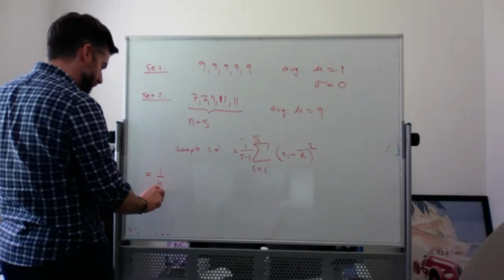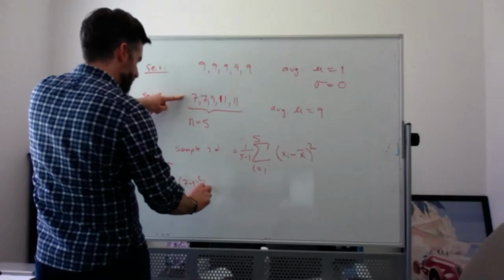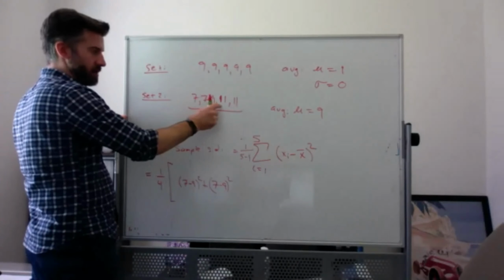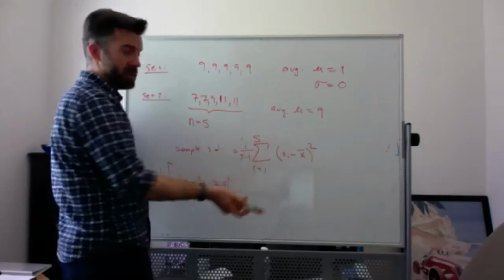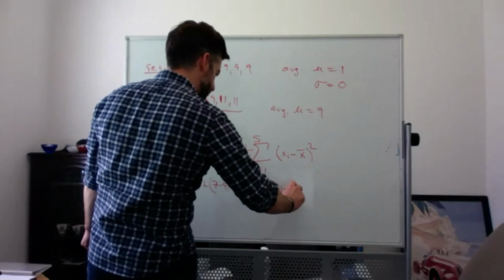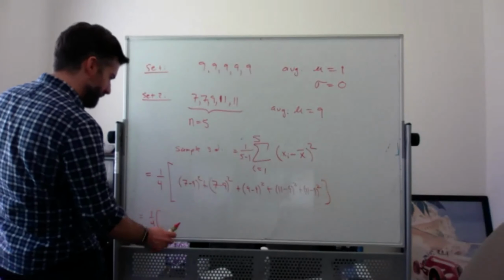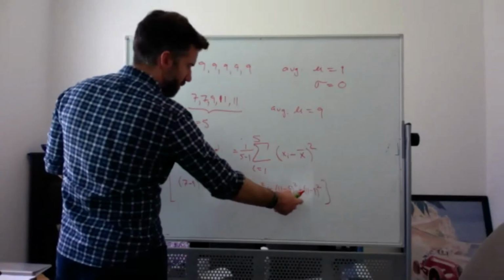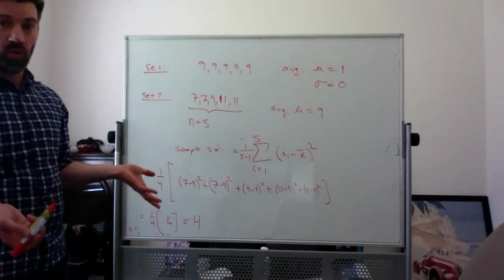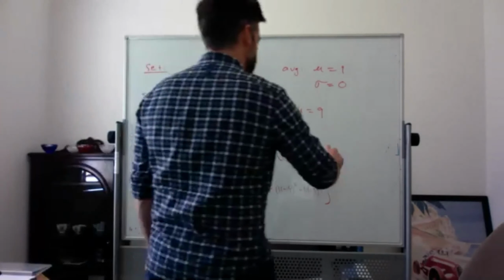It looks like 1 over 4 times 7 minus 9 squared plus 7 minus 9 squared, plus 9 minus 9 squared, plus 11 minus 9 squared, plus 11 minus 9 squared. The x sub i's are the actual data points, and the x bar is the mean. We calculate this, we get 1/4 times, let's see, that's 4, that's 4, that's 0, that's 4, that's 4, so I get 16. So here my standard deviation is 4, which, that's not quite it. Sorry, this is my variance. This is the variance.